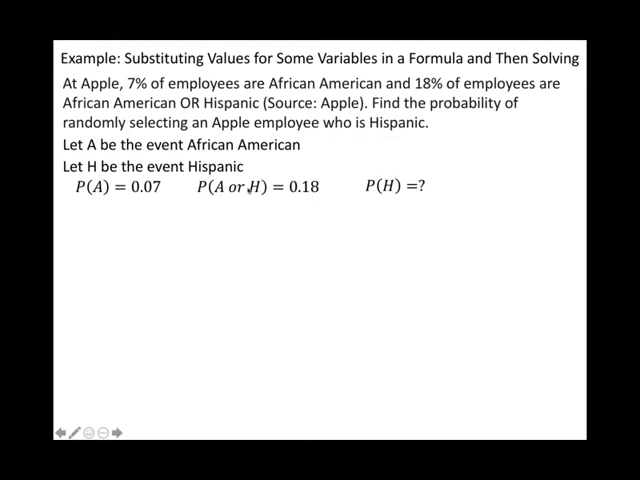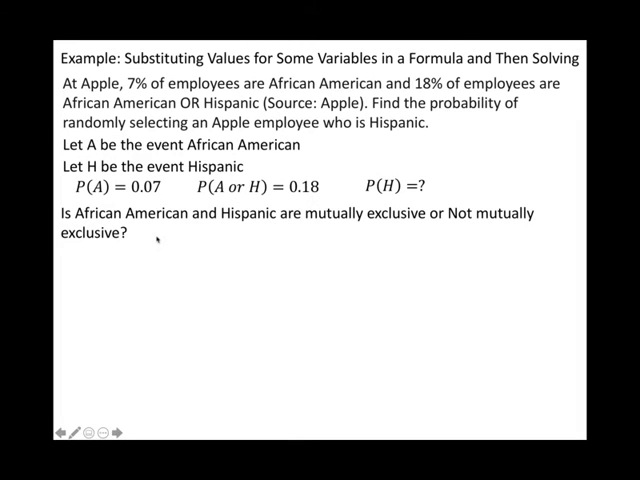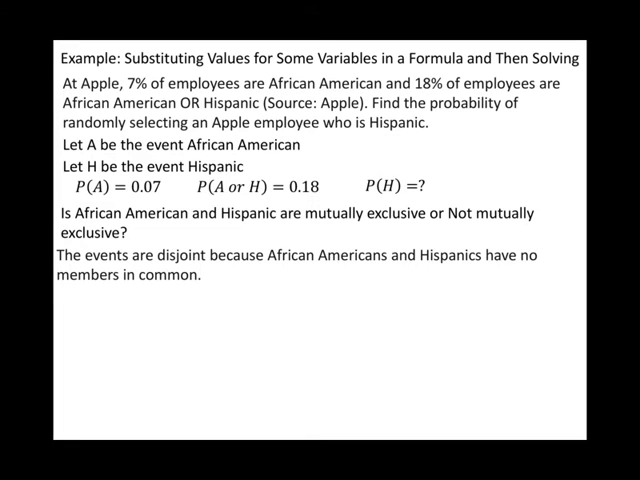Remember, for the probability, when we deal with or, we need to think about whether these two events are mutually exclusive or not mutually exclusive. Mutually exclusive means they can't happen at the same time. Not mutually exclusive means they can happen at the same time. So this one is disjoint, and this one is an intersection. And for these events, African American and Hispanic, this is mutually exclusive. This is disjoint. So we're gonna find the formula for or.